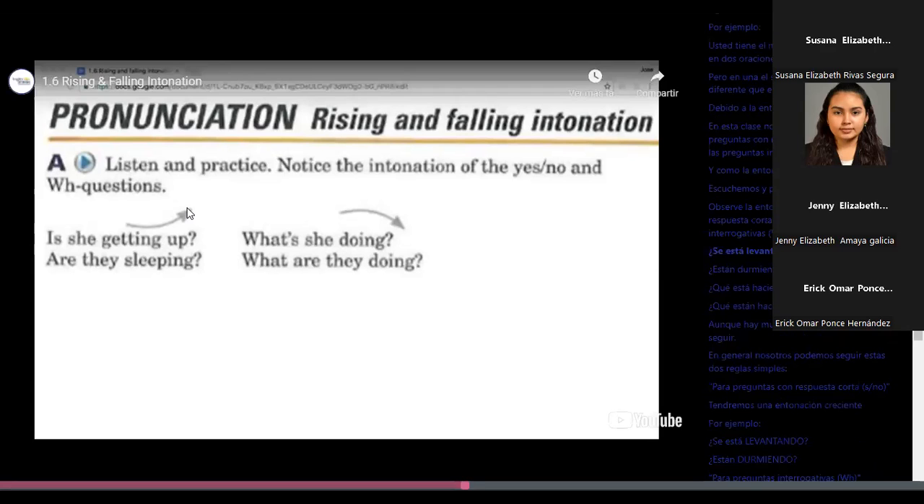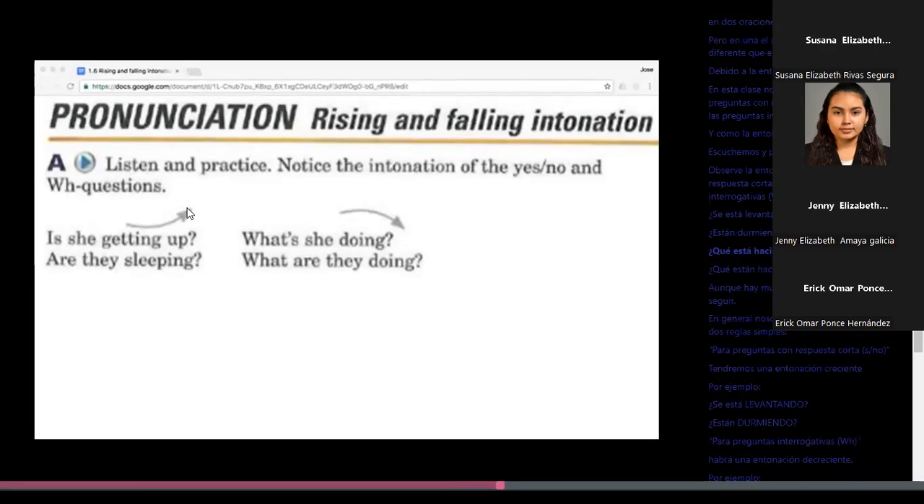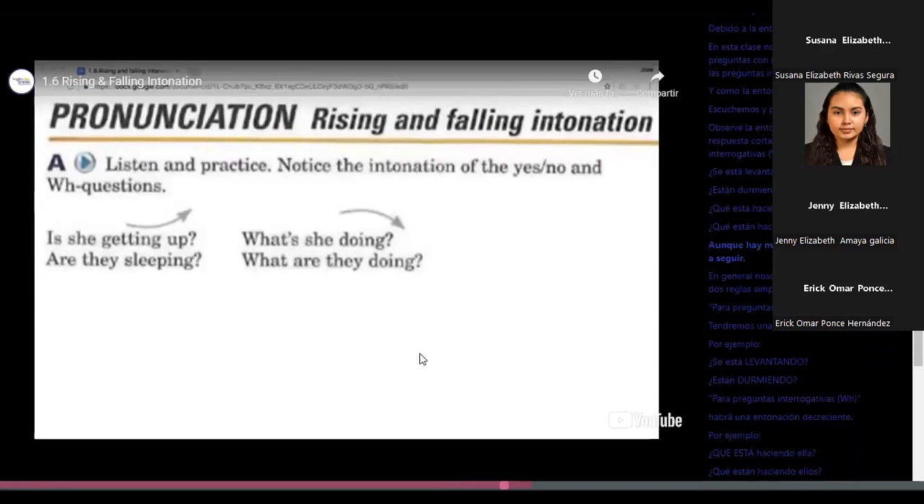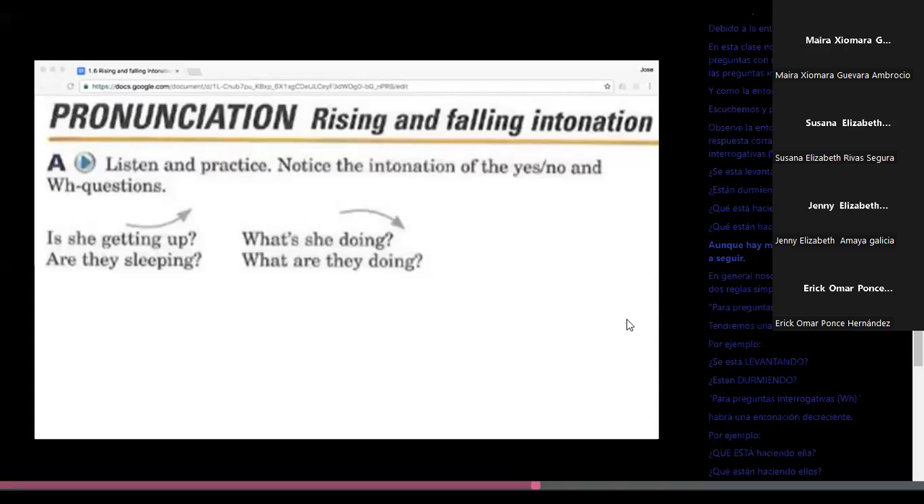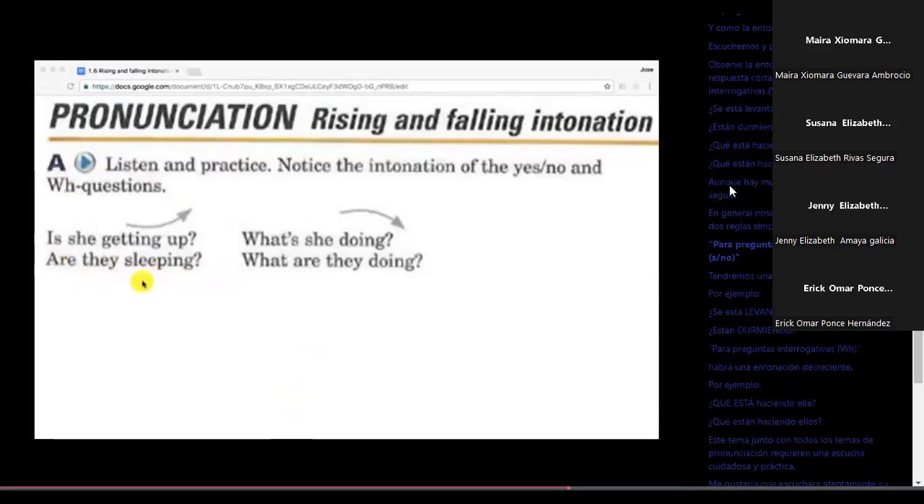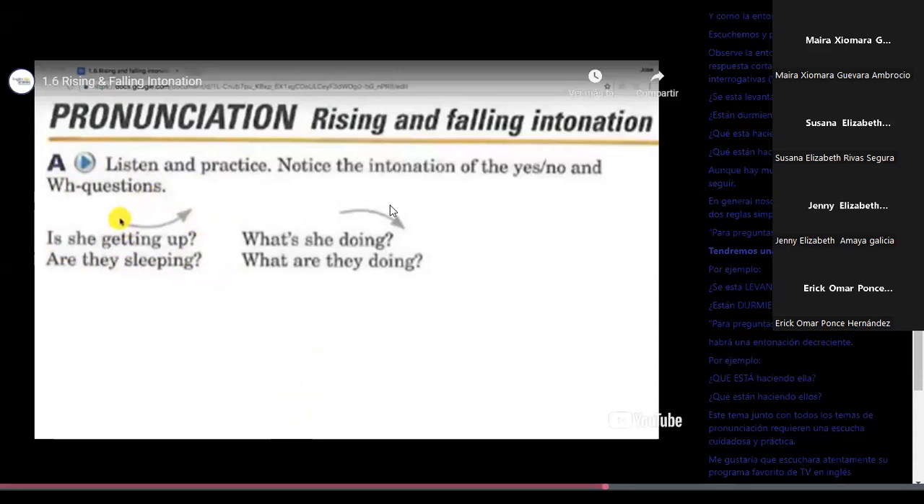Is she getting up? Are they sleeping? What's she doing? What are they doing? Well, there are many exceptions and rules to follow. In general, we can follow these two simple rules. For yes and no questions, there will be a rising intonation.